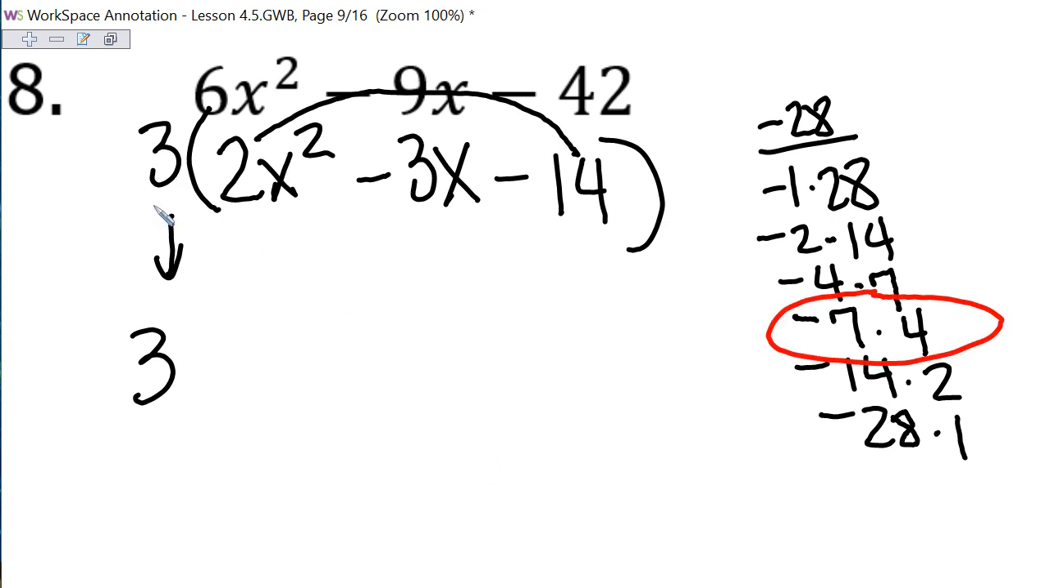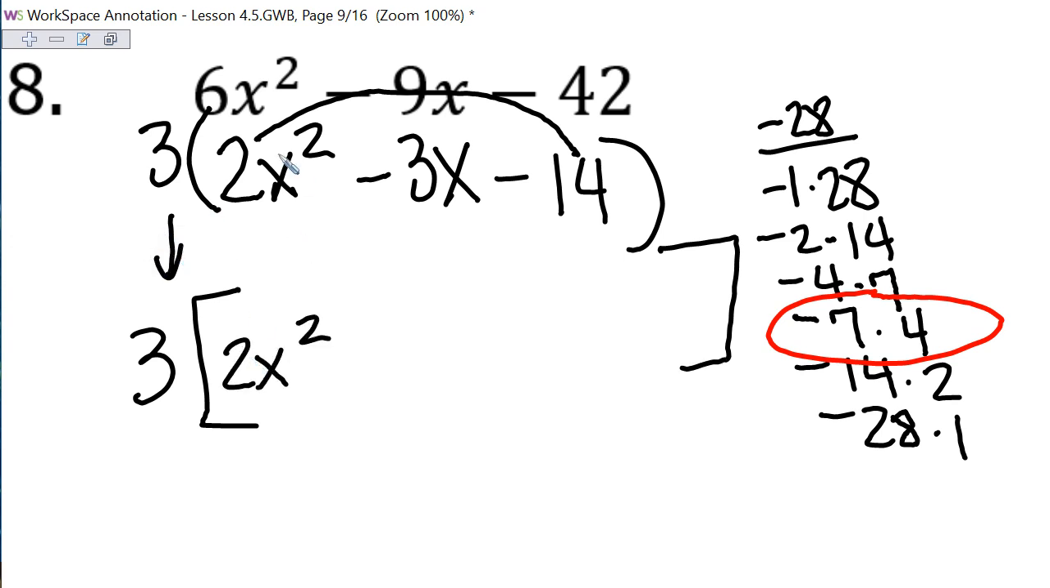Now, when I write my 4 terms, I'm going to group them inside of brackets instead of parentheses, because when I group them, I'm going to have more parentheses. So I don't want parentheses inside parentheses, so I'm just going to put my 4 terms inside square brackets just to separate it off. So 2x squared, drop it down. Instead of the negative 3x, how do I split up negative 3x? Minus 7x plus 4x brings down the minus 14.